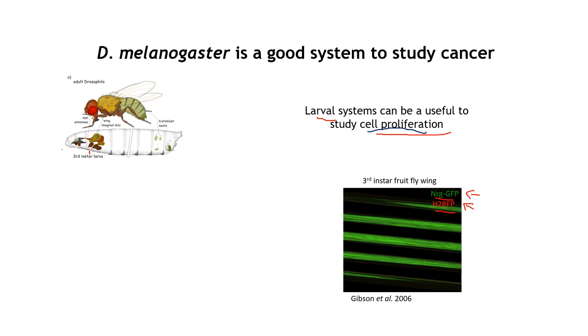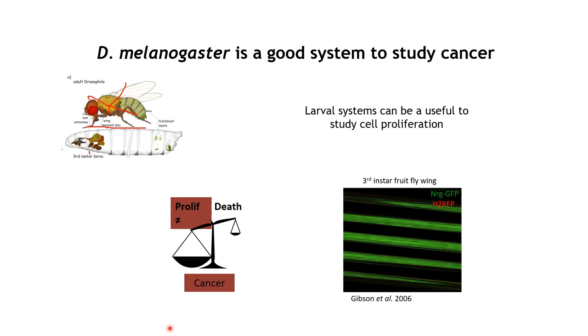So they will never form an adult or a pupal stage because they just keep proliferating forever. Okay, so why is this important? Because this is a great system to study cancer. Why? Because you have a system in which there will be a lot of proliferation very fast, so you can produce tumors really fast and study what is the effect of the tumors.